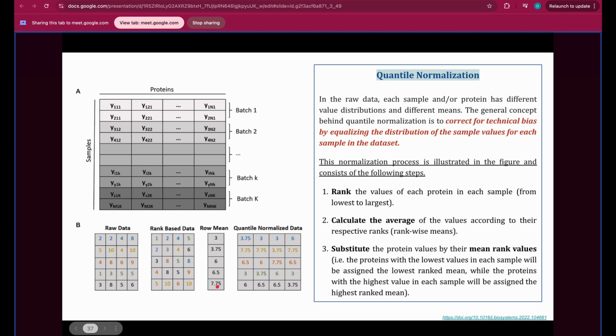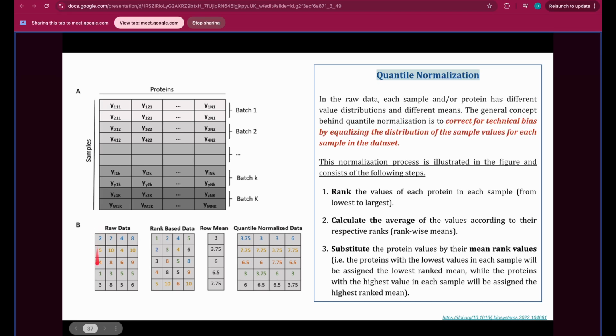Now what we will do in quantile normalized form, as we have seen, there are 3 steps. Ranking is done, average is calculated. Now the third step is to substitute. So now in this case, these values will be substituted with the mean rank values. So what do we mean by mean rank? We will look at the raw data.